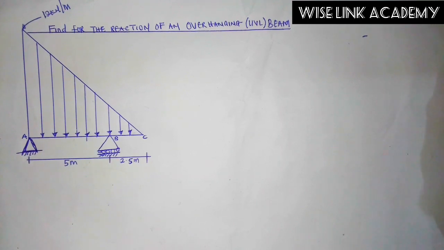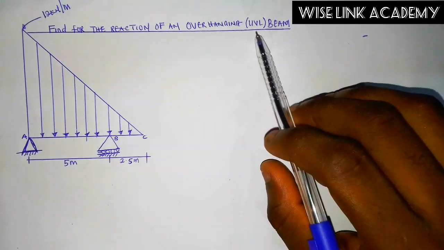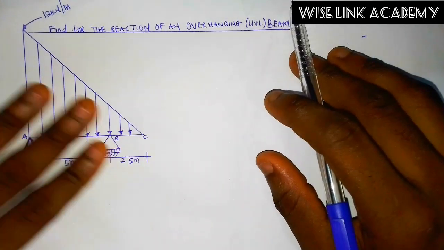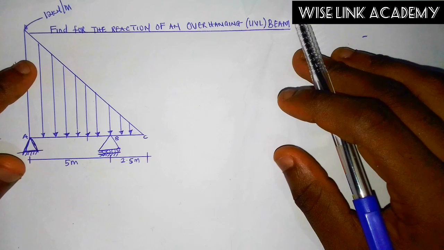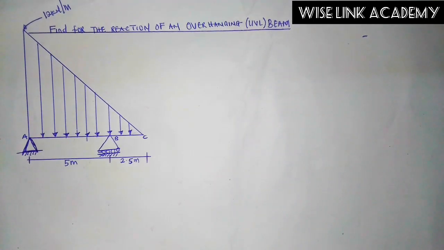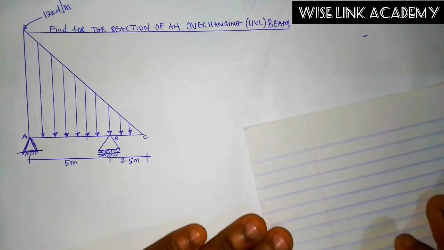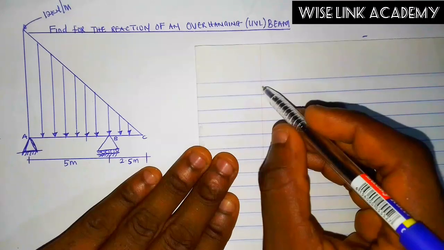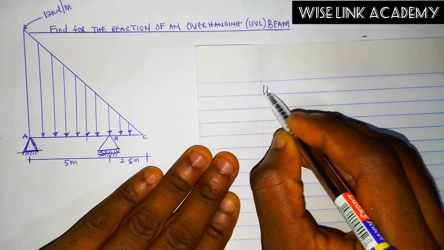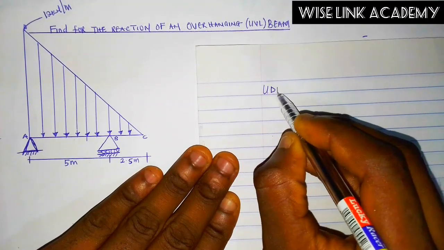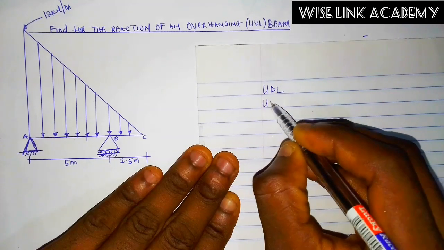Today, we want to calculate the reaction for an overhanging UVL beam. You understand? This is a UVL. We have types of load. Under the types of load, we have uniformly distributed load and uniformly varying load.